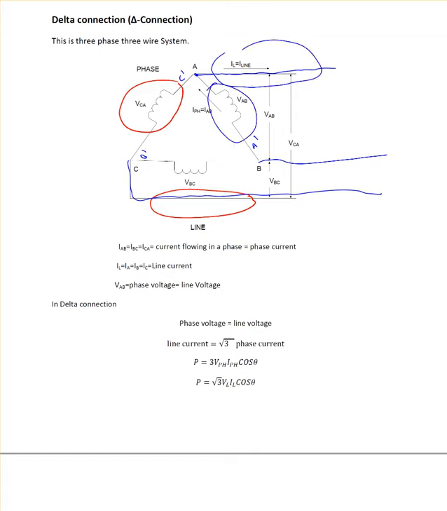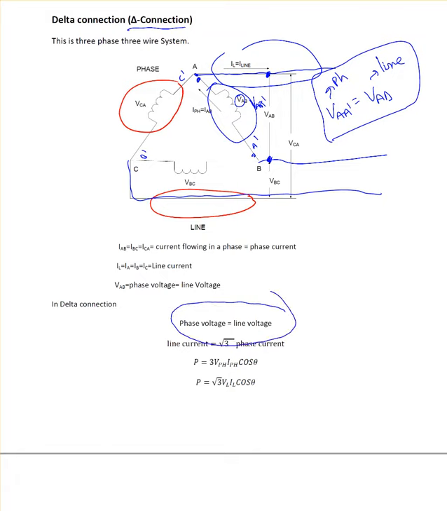Now what is the phase voltage? Voltage between A and A prime. Now what is the voltage between AB? Between here, between two lines, VAB. So can I call VAA prime the same as VAB? This is phase voltage, this is line voltage. So basically, when it comes to delta connection, in delta, phase voltage equals line voltage, my apology. So when it comes to delta, phase voltage equals line voltage.